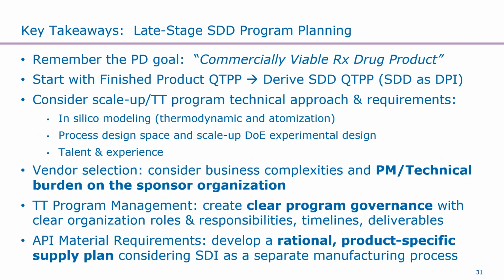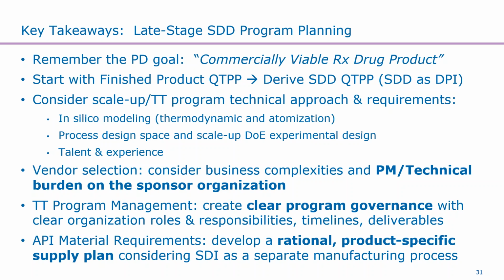So again, remember the product development goal is a commercially viable prescription drug product. Start with the finished product quality target product profile and derive the spray-dried dispersion QTPP. Consider scale-up and TT program technical approach and requirements. This includes in silico modeling, process design space, and scale-up DOE work, and also talent and experience.